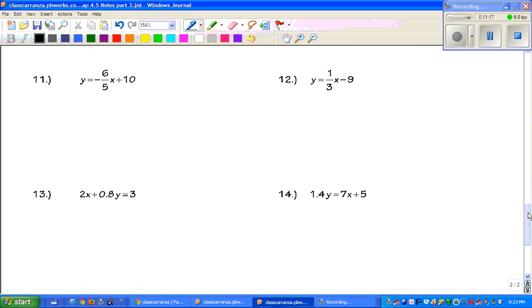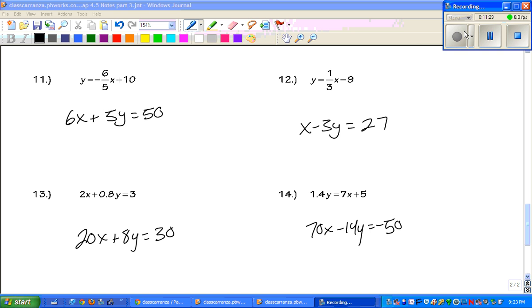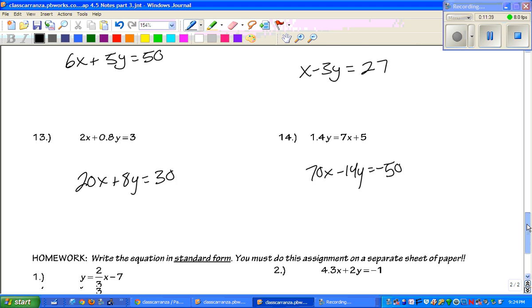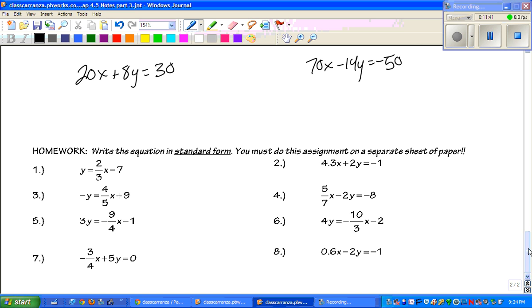So for 11 through 14, if you want to pause the video, see how you do, the answers are going to be up in about 5 seconds. And there you go. Well, that's going to be it for Algebra 2, Chapter 4.5 Notes, Part 3. Your homework is actually on the bottom part right here, so if you need to write those down, go ahead and pause the video. They're all yours.